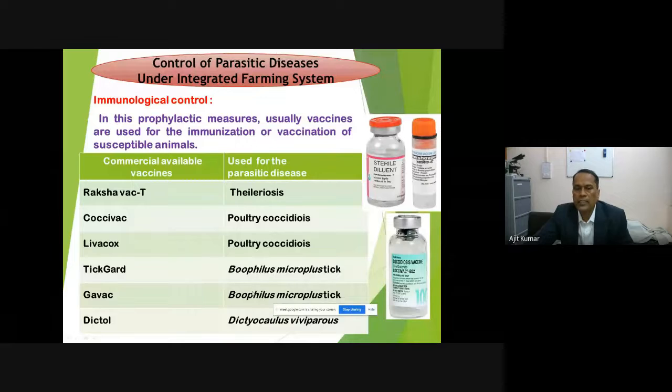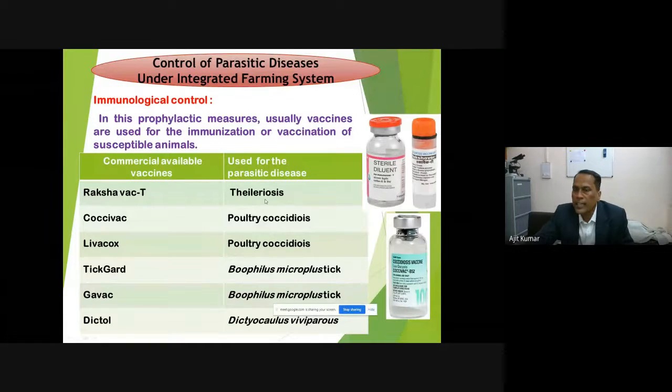Then some vaccines are available against ticks. I have told that ticks cause two types of losses. Direct losses, because ticks suck blood from the infested host and lead to anemia, that is loss of blood, as well as tick paralysis in the host, as well as creating wounds which are contaminated with different bacteria. And another loss created by the tick is the various diseases transmitted by the tick.